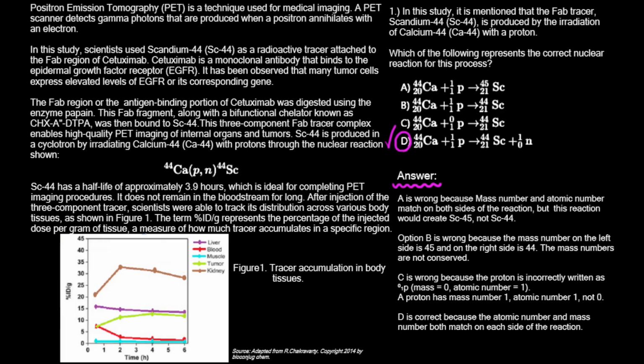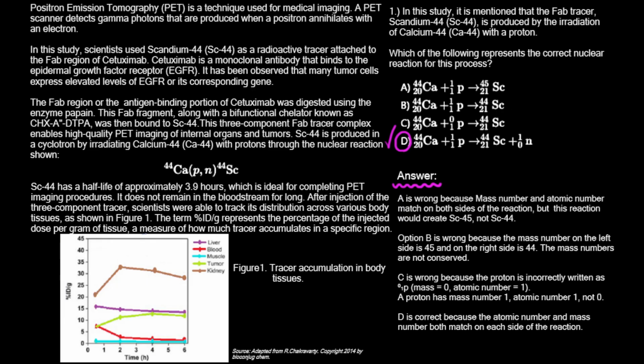The passage provides a reaction for making scandium 44, but it is written in an unfamiliar form. Let's use what we know about nuclear reactions to pick out the correct answer. From our prior knowledge, we know that every nuclear reaction must conserve both atomic number and mass number on both sides of the equation, or both sides of the reaction. We can use this rule to eliminate wrong answer choices.